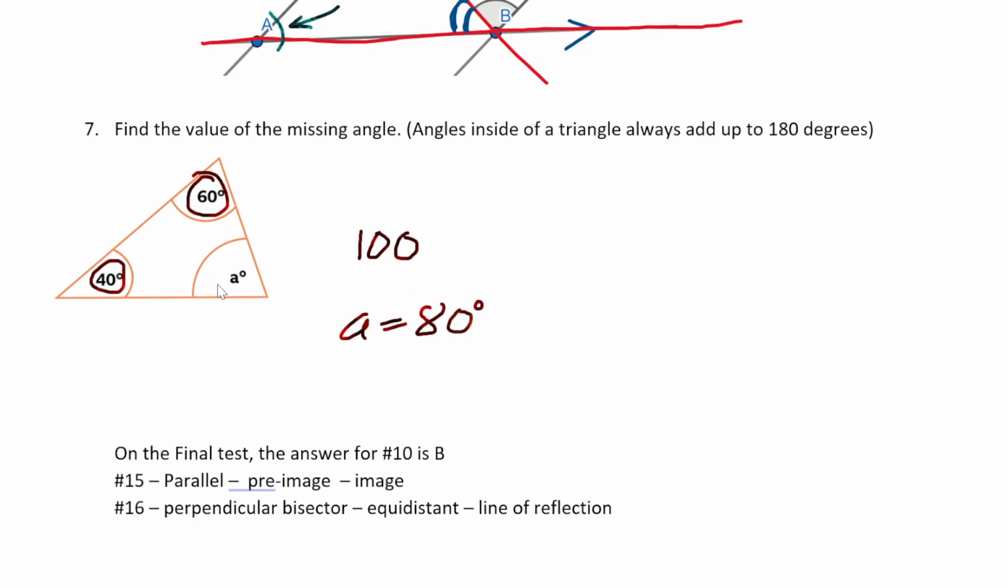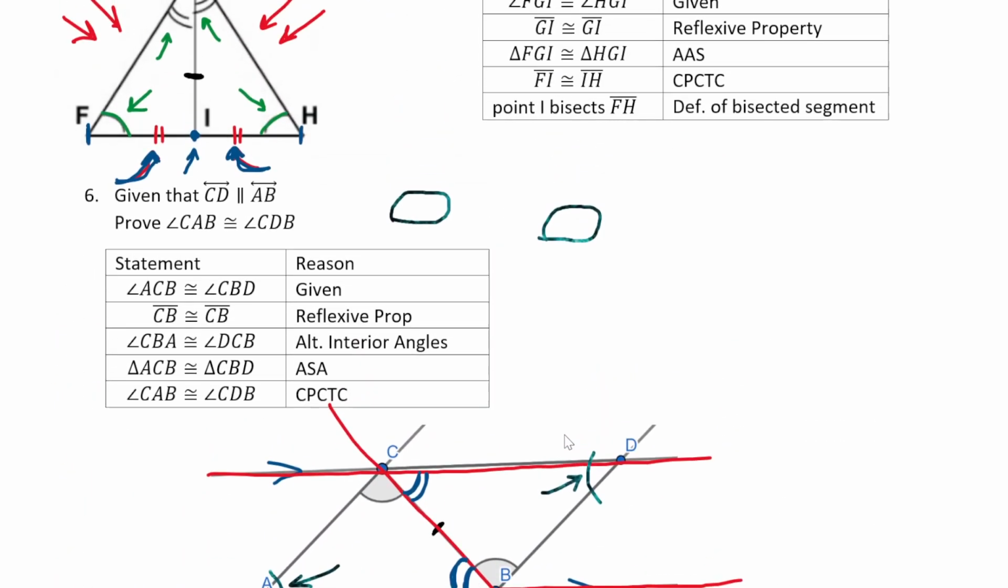Okay, and it has to make sense. You can double check. Well, if angle A is 80 degrees, and 40 and 60, all of the three together have to add up to 180, and they do. 60 plus 40 plus 80, it's 180. So A is 80. That's it. Oh, and that's it. That's the whole study guide. Pretty straightforward. Okay.